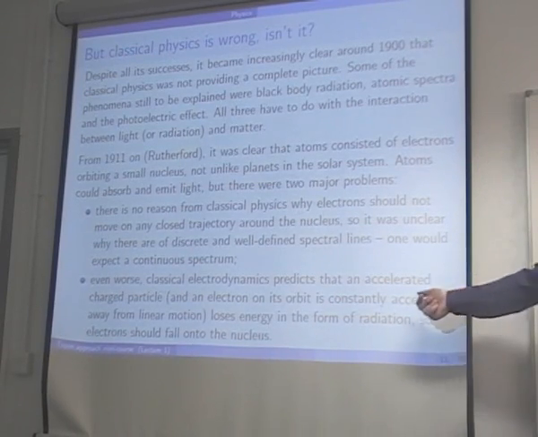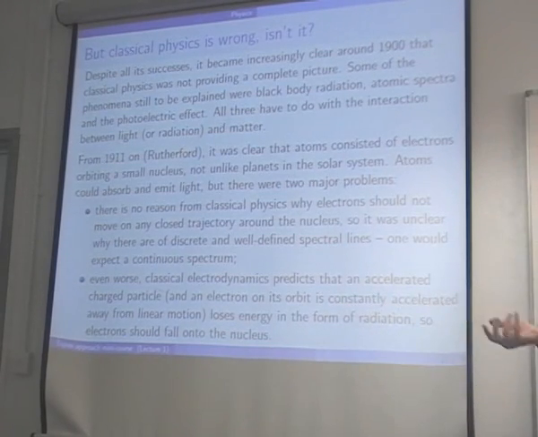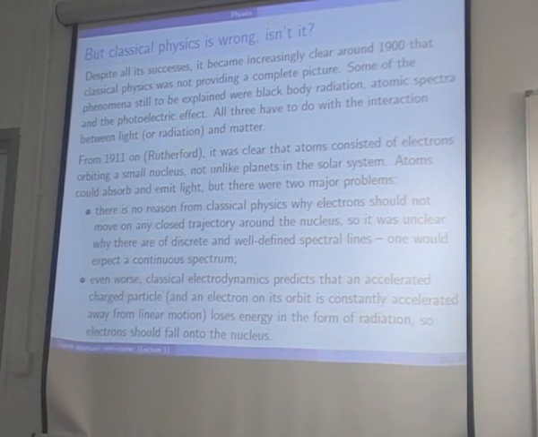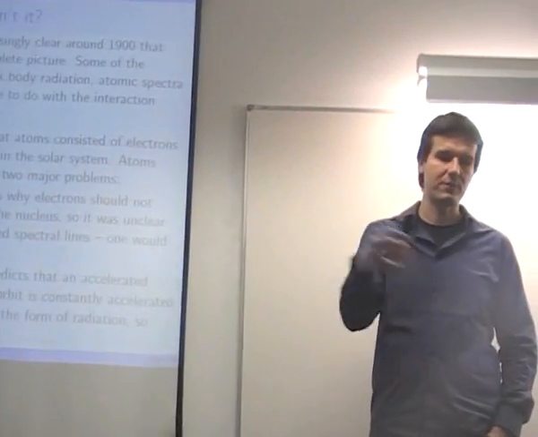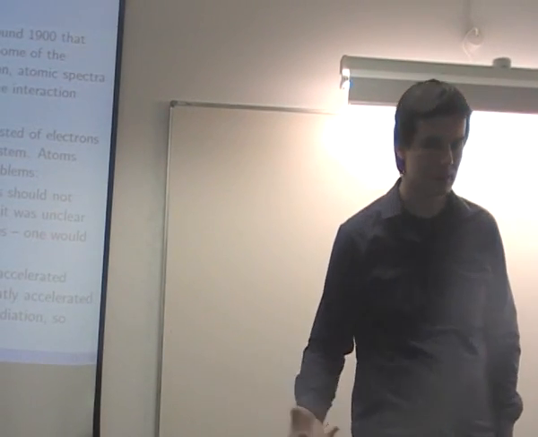But even worse, an electron is a charged particle, and the motion around the center is an accelerated motion. This doesn't mean the particle is getting faster, but it's constantly being diverted from the linear motion. So this is why this is an accelerated motion. And electrodynamics just tells you that accelerated charged particles give off energy in the form of radiation. So if this would apply, the electron would very quickly give off its energy and just fall onto the nucleus. And obviously this was not happening. So you have big problems here.